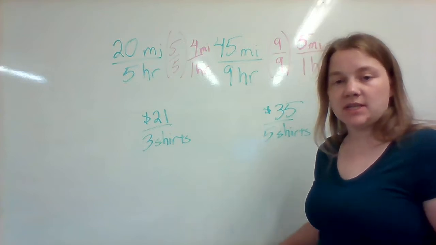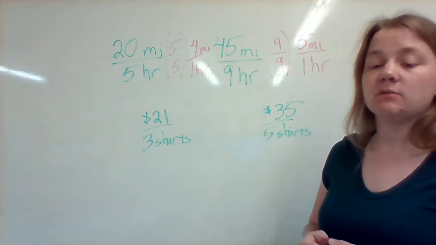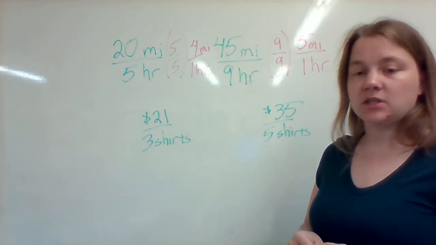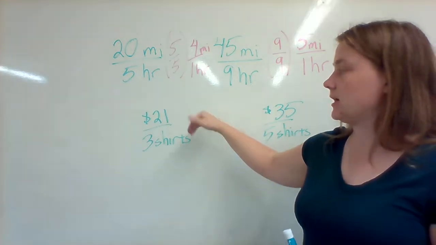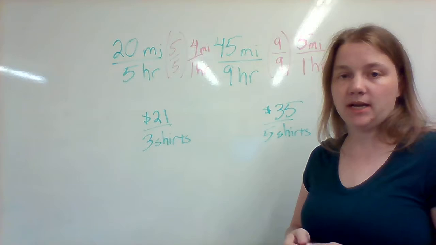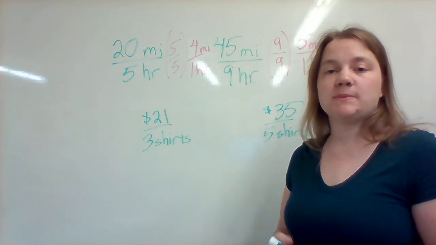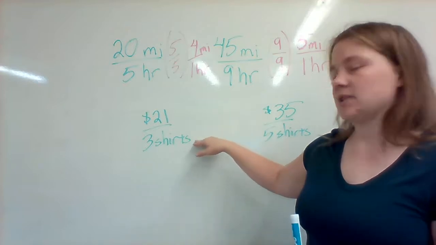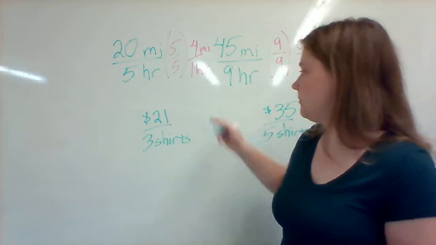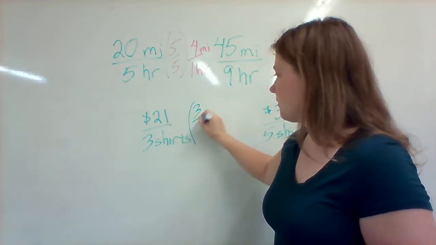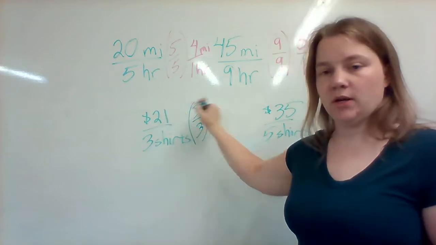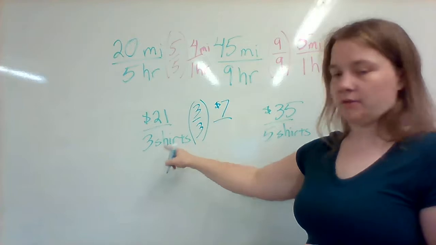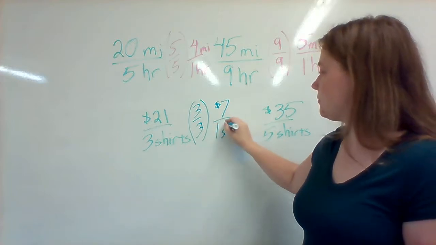So in order to figure this out, what we need to do is look at the unit rates. So how do we get $21 for 3 shirts down to a unit rate? Well, we want to know how much we're going to be spending per shirt. How much will 1 shirt cost in this deal? And to figure this out, we're going to divide by 3 over 3. 21 divided by 3 is going to be 7. 3 divided by 3 is going to be 1.